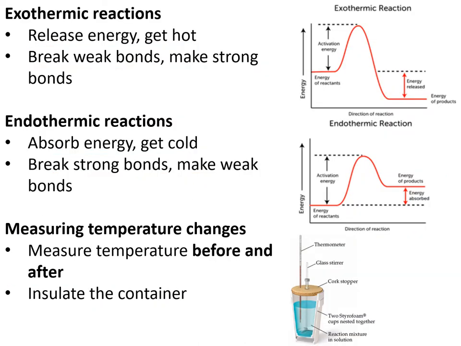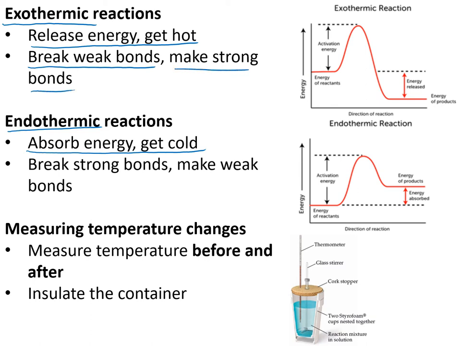Chemical reactions can be classed as exothermic or endothermic. Exothermic reactions release energy, which means they get hot. And endothermic reactions absorb energy, which means they get cold. The reason why we have these differences is to do with making and breaking chemical bonds. Breaking chemical bonds requires energy, absorbs energy, whereas making chemical bonds releases energy. So in an exothermic reaction, we break weak chemical bonds and we make strong ones.